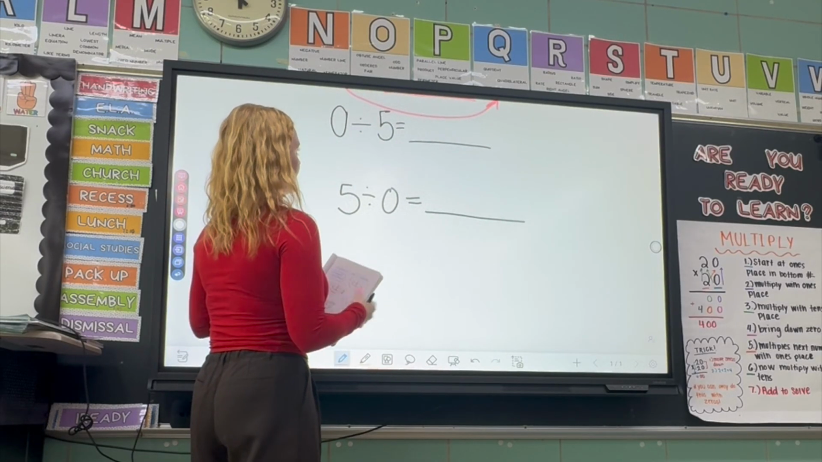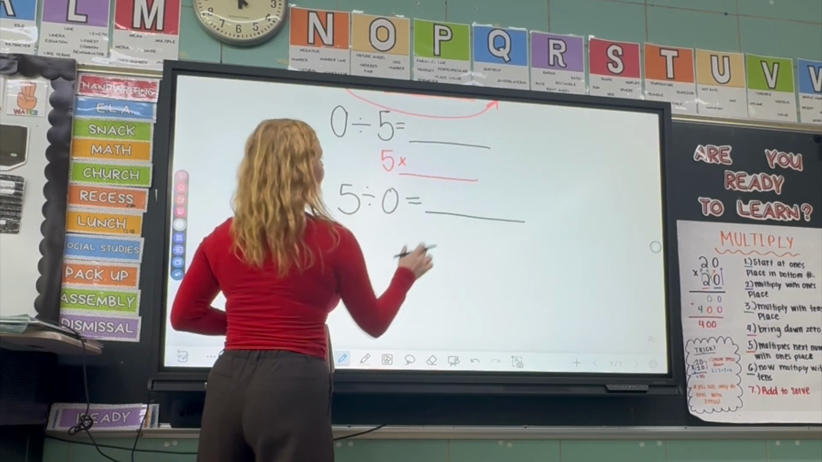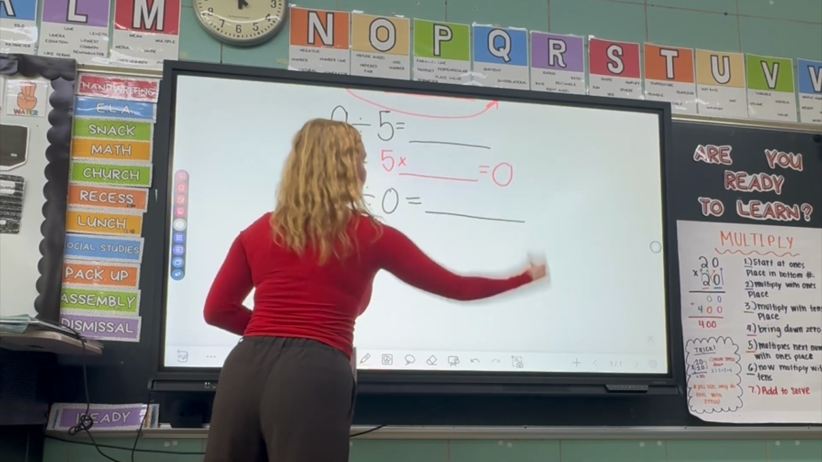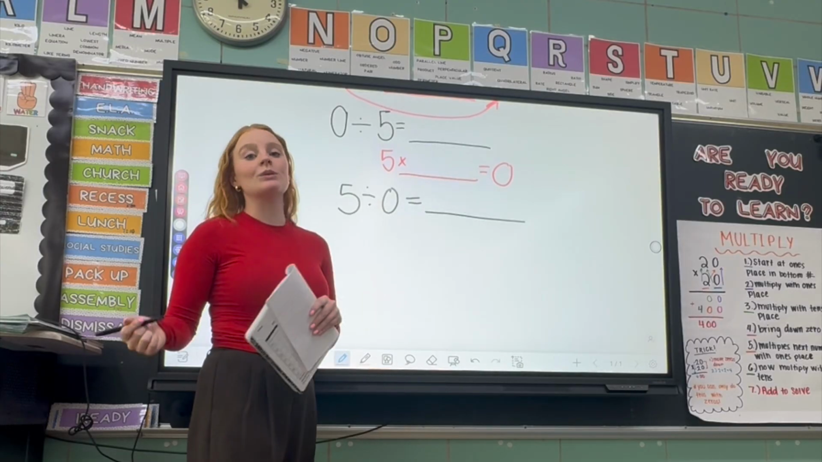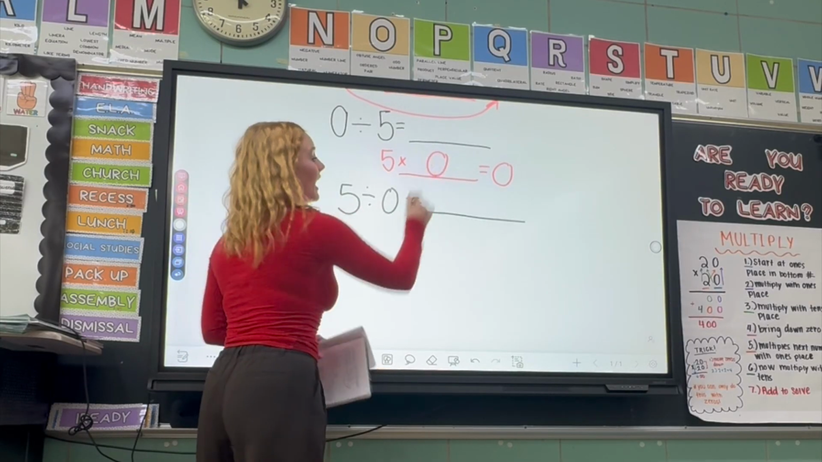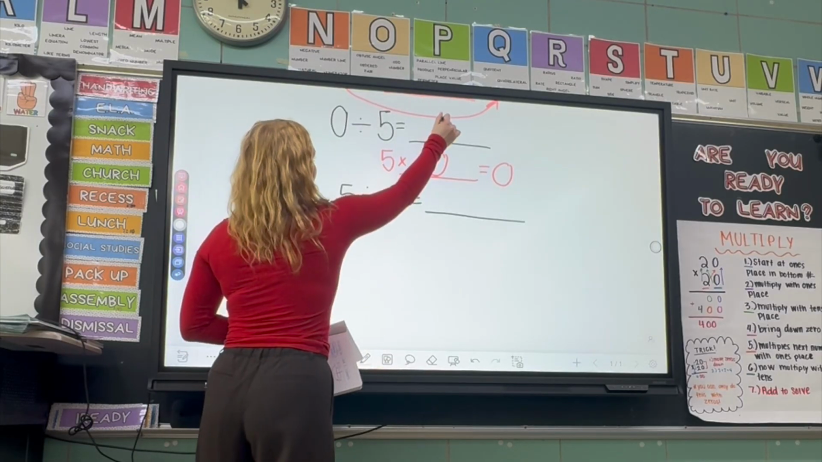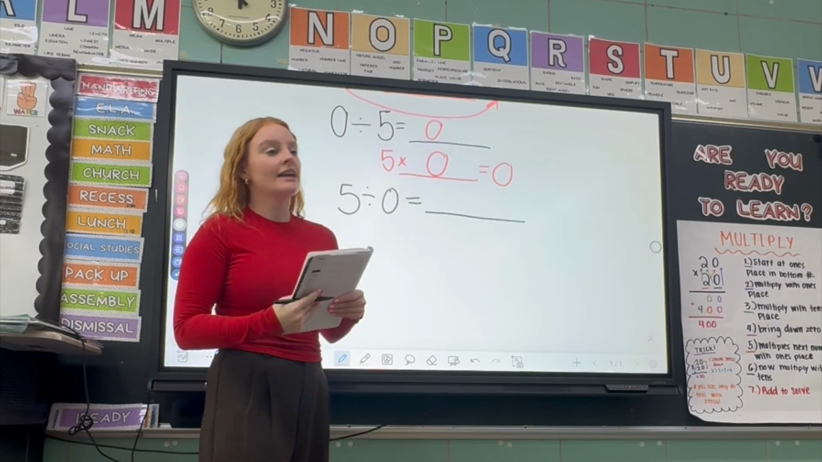Here we have another problem. I'm going to rewrite it like a fact family. 5 times what equals 0? Anything times 0 equals 0. So I know that 5 times 0 is going to end up equaling 0. As a result, 0 divided by 5 equals 0.